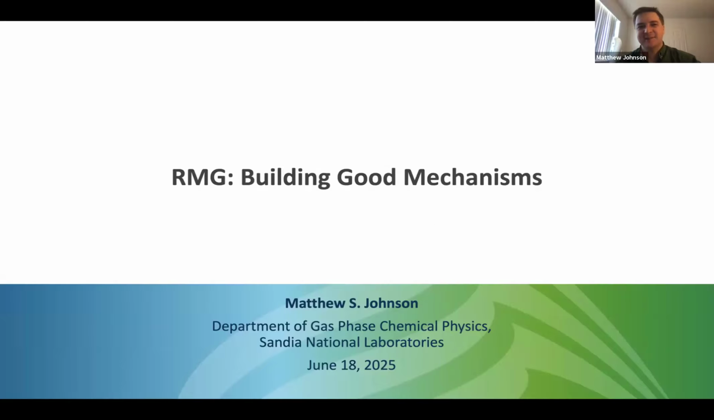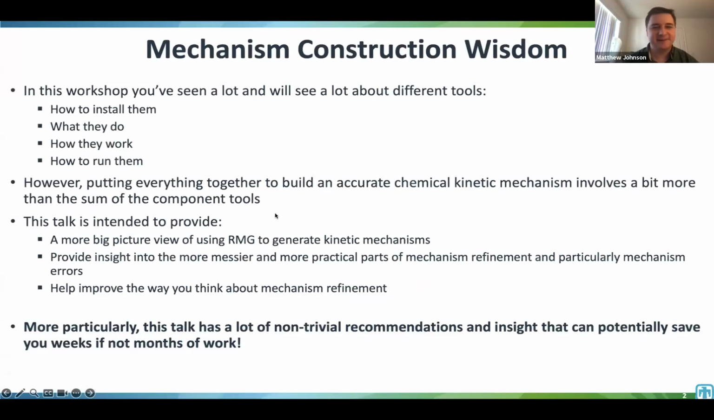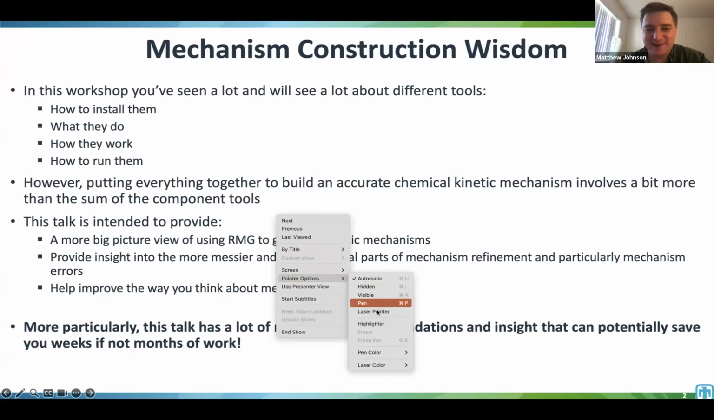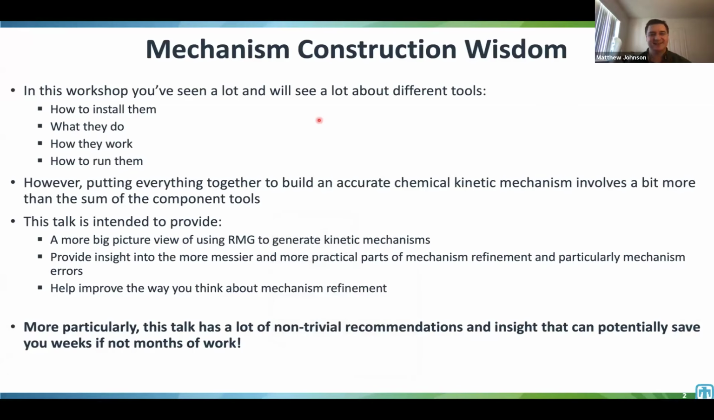So today I'm going to talk to you about building good mechanisms with RMG. In this workshop so far, and in the next day, you'll see a whole heck of a lot about a lot of different tools, how to install them, what they do, how they work, and how to run them properly. But putting this all together and building an accurate chemical kinetic mechanism involves a little bit more than the sum of the component tools.